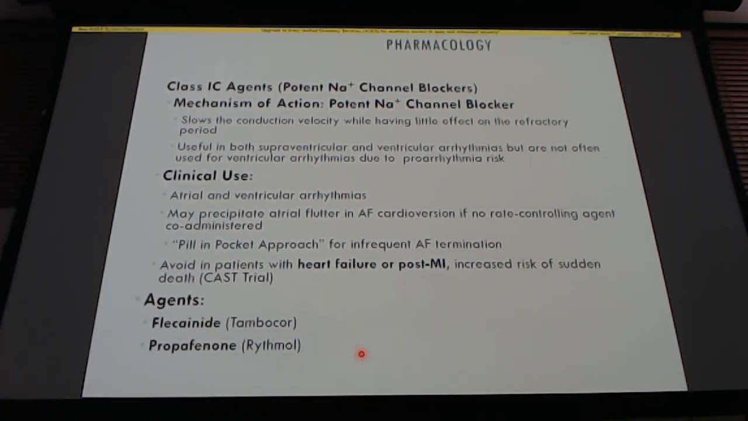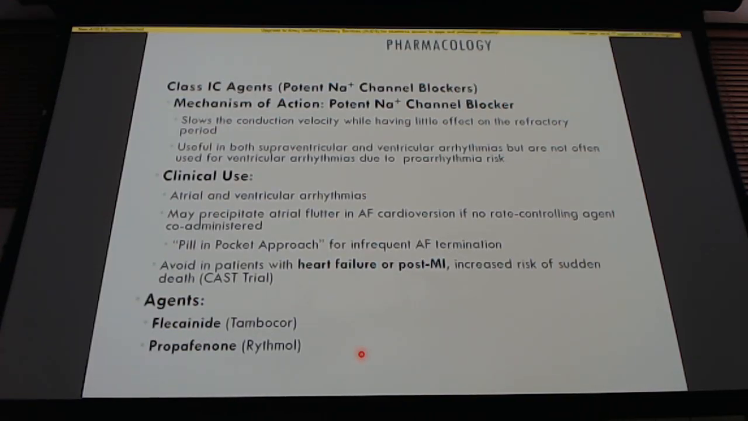Looking at our 1C, so again, still in that sodium channel blocker, that's all I need you to remember. If we're blocking that sodium channel, I'm slowing everything down, right? I'm against that impulse being created. So my clinical use, I can look at my atrial or my ventricular arrhythmias for these patients and then try to get them under control, okay?